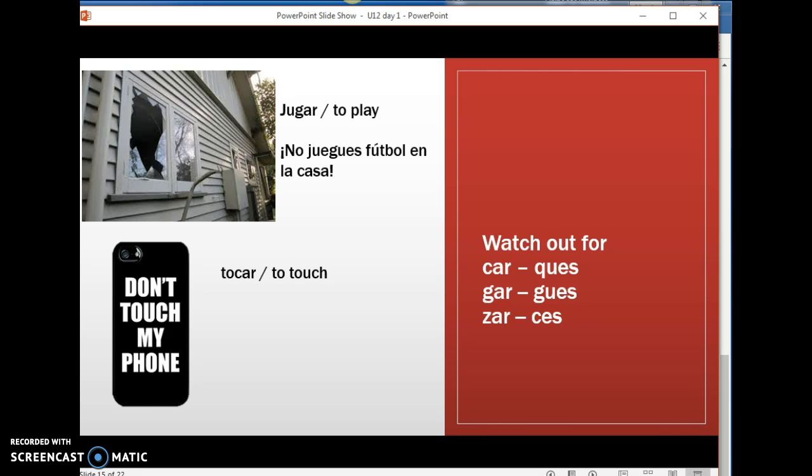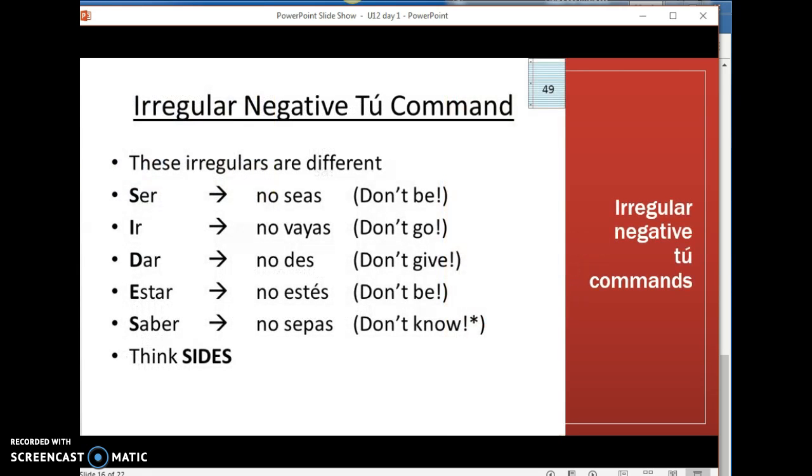Tocar is to touch. So we're going to say no toques with a Q-U-E-S. No toques mi celular. If we didn't add the QU, it would just say no toces. And we want to keep that k sound. So we say no toques mi celular. I think this is where the recording cut me off.